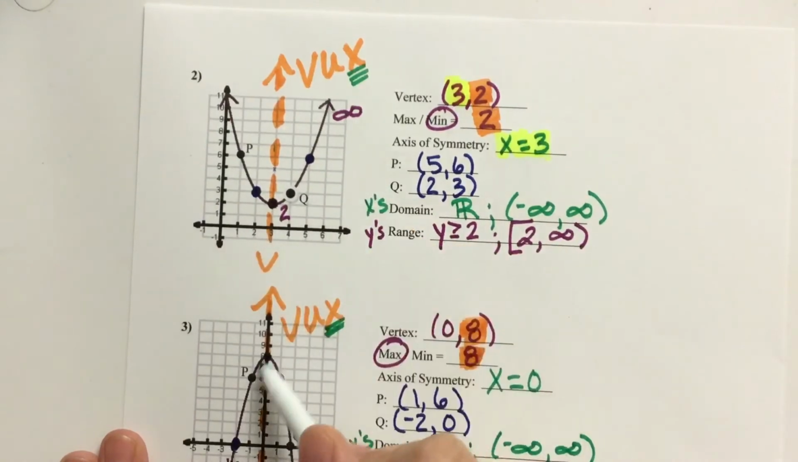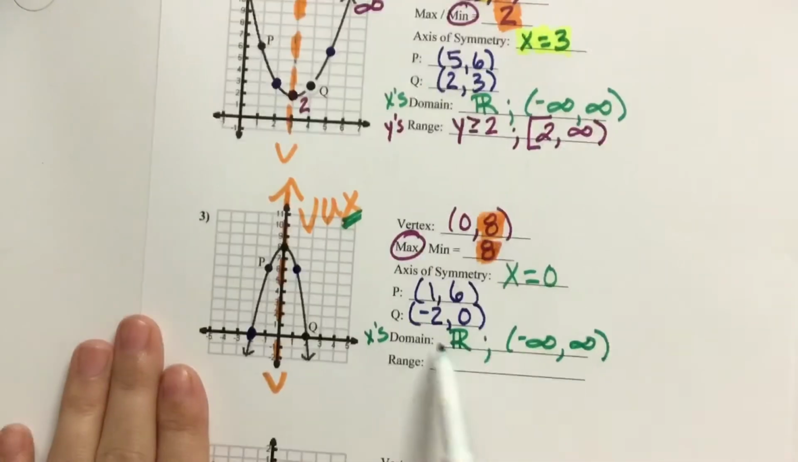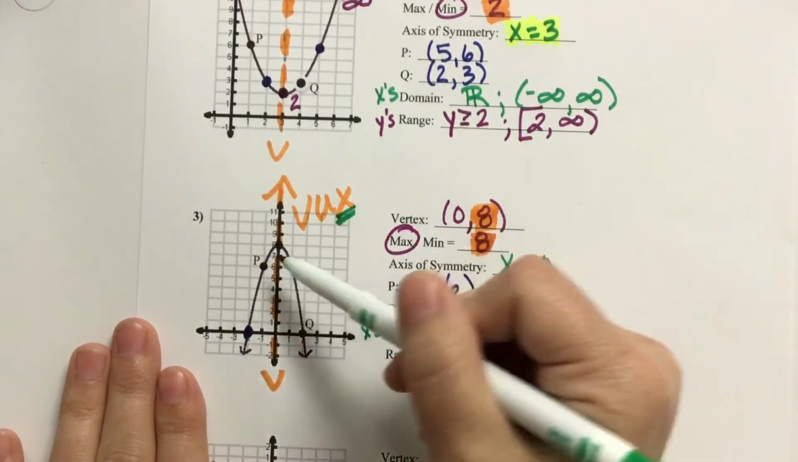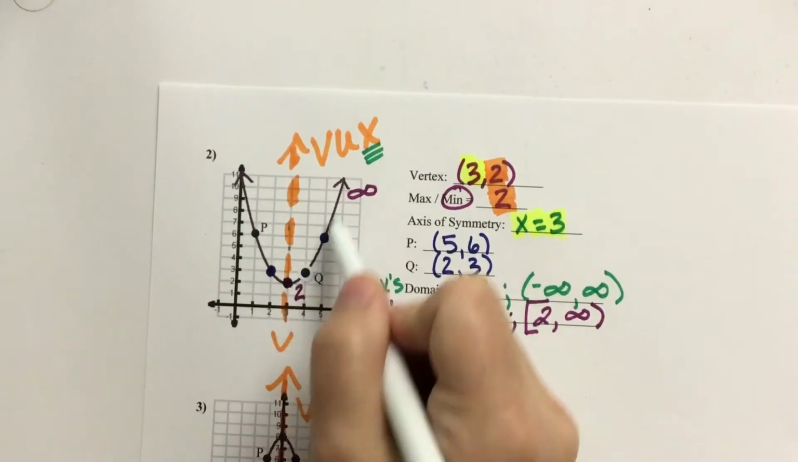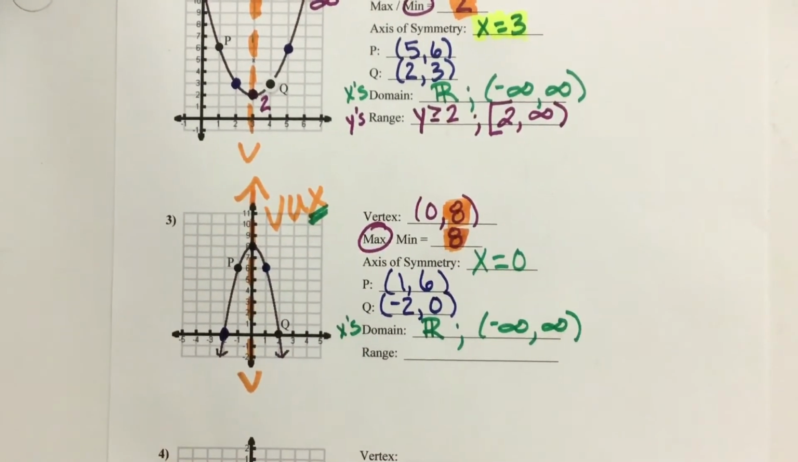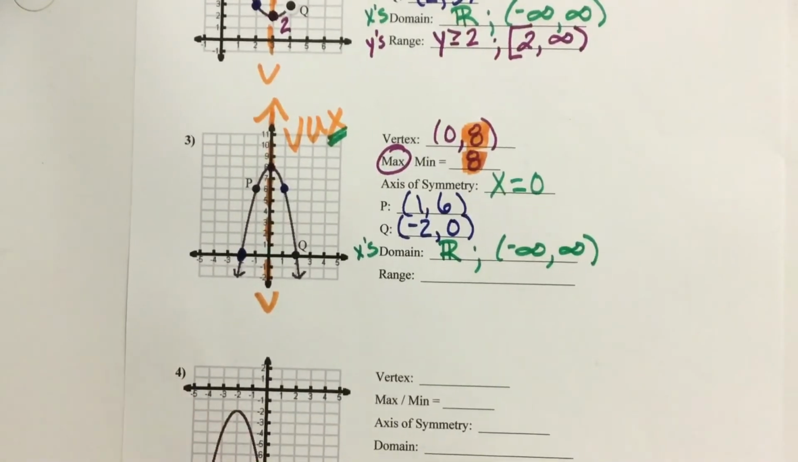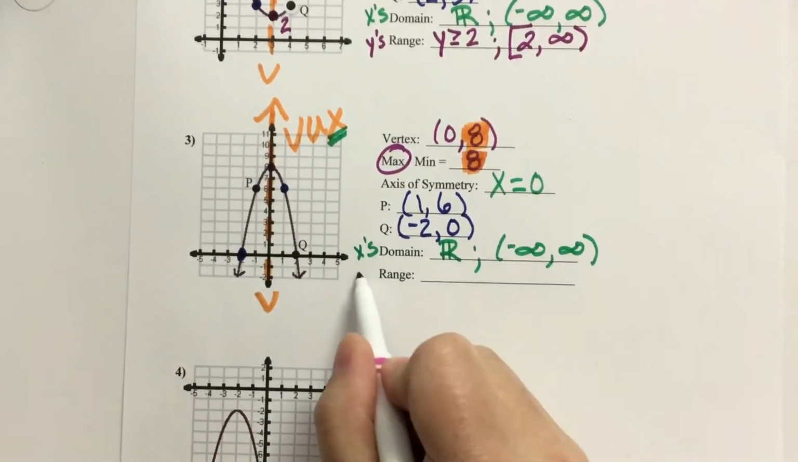So it doesn't matter if a graph opens up or if a graph opens down. The domain is always all real numbers, because this one goes forever left, forever right. This one also goes forever left, forever right. So the domain will always be all real numbers for all of your parabolas. Okay, now range. Range are your y's, so now we're looking up and down.